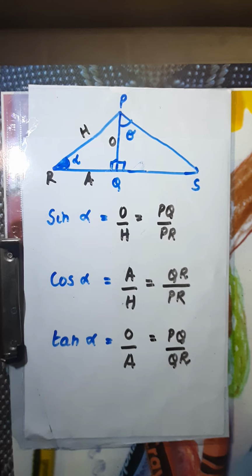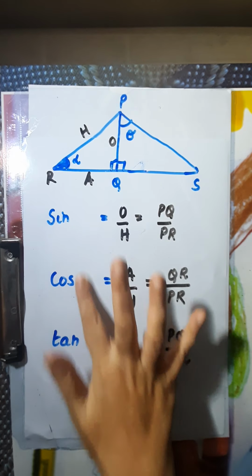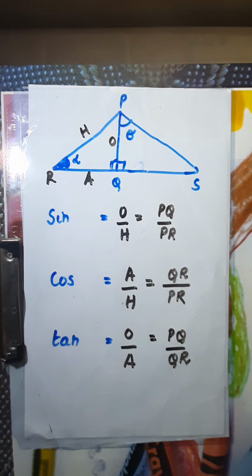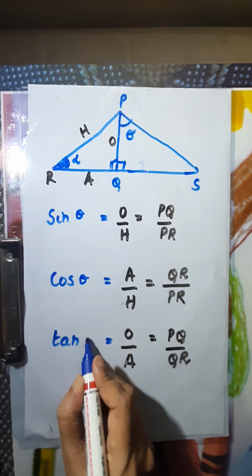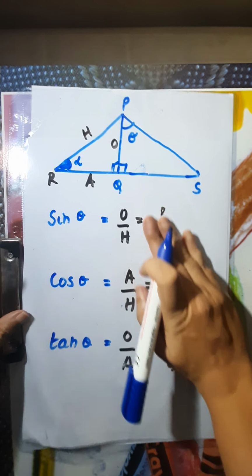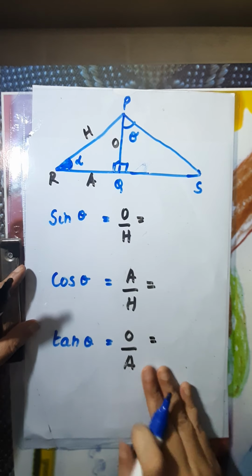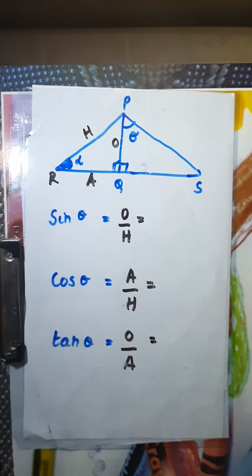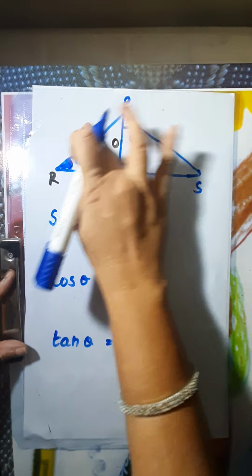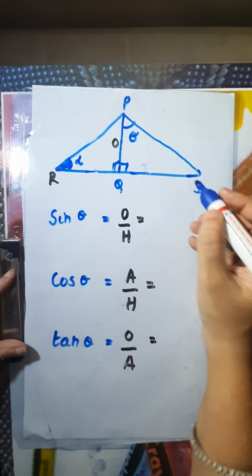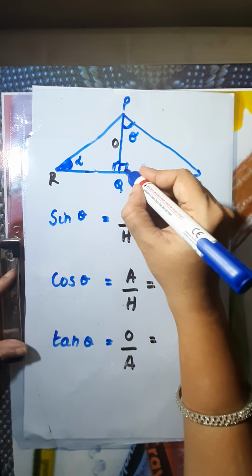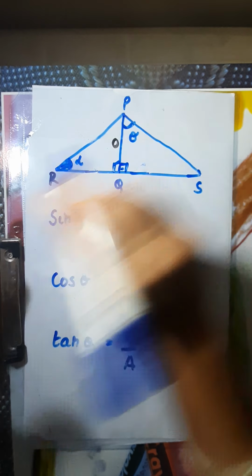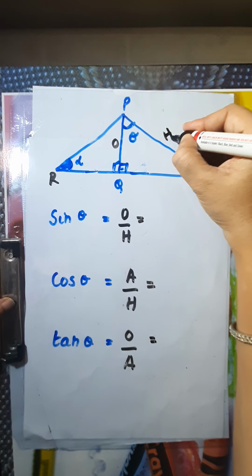Okay. Now after this, they are asking me about theta. So you have to rewrite it. I am just changing the alphabet. Sin theta, cos theta and tan theta. So this OH, AH and OA does not change. But this will change in this triangle. Now look here. This is my theta. This angle is theta. So now you first find the hypotenuse. This is my right angle triangle. So PS is my hypotenuse.